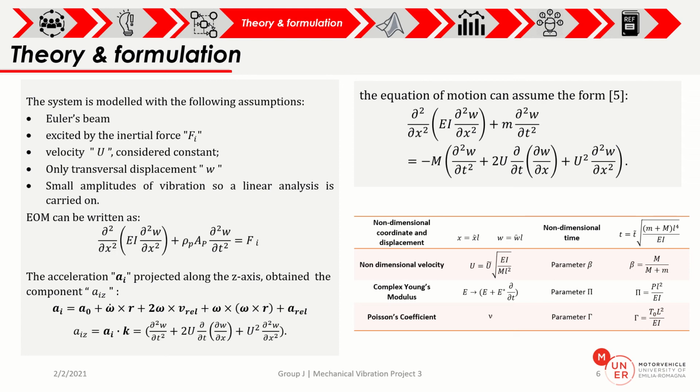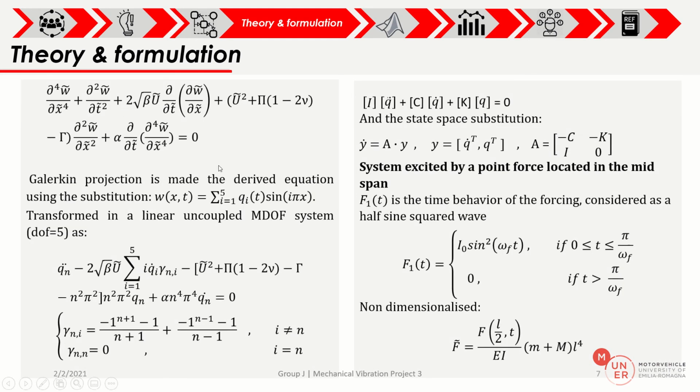Starting from these assumptions, the equation of motion can be written as follows, where the inertial force is calculated considering only the component of the acceleration in the z direction. The equation of motion assumes this form, where capital M represents the mass of the fluid per unit length. Then, considering the following substitution and physical quantities, the equation of motion can be transformed into a non-dimensional form, introducing also terms related to the axial load like pressure P and preload T0, and to the internal damping of the material. So, starting from the non-dimensional equation of motion, the Galerkin projection is made, deriving the equation using this substitution.